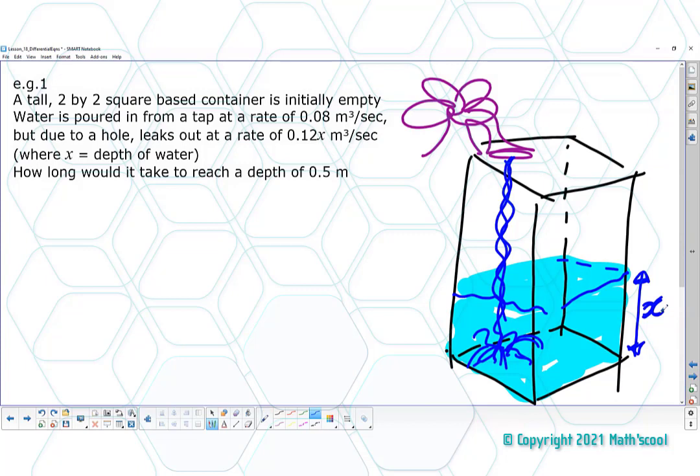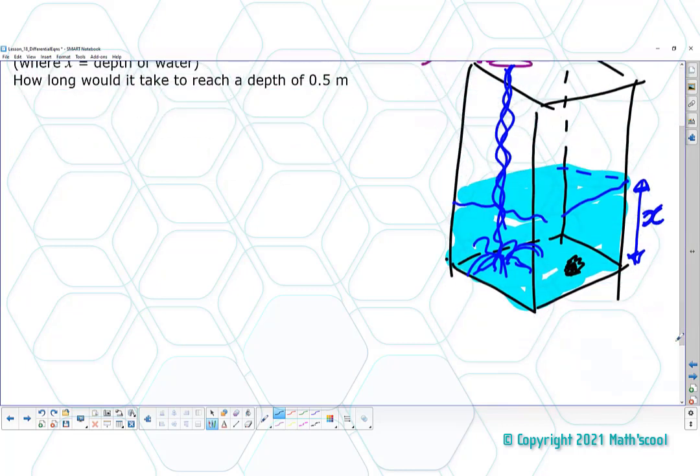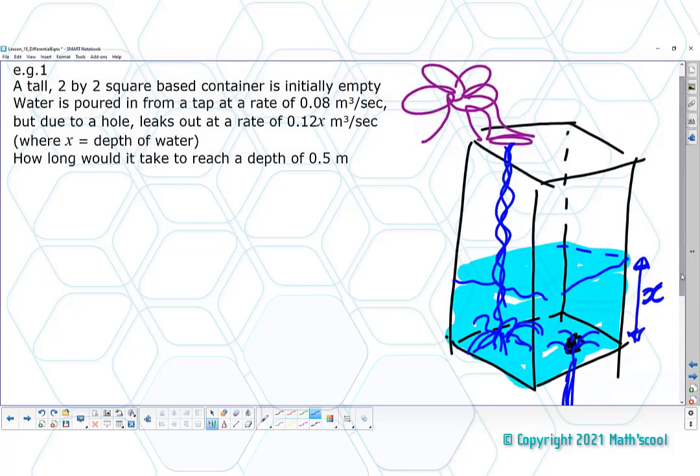But there's a hole in it. Somewhere here, there's a bit of a hole in it. And so what's going to happen is from that hole, the water's going to drain out. And so I'm going to lose some water from the hole. So annoying, isn't it? Got a lovely container, got a hole in it. Okay, well, it's a 2x2 square base container, so that's 2 meters, and that's 2 meters.